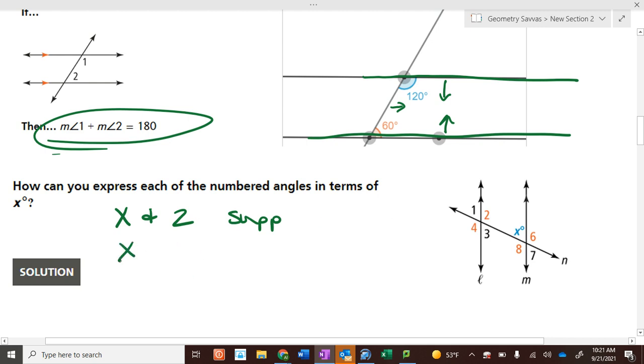All right, so X and 2 are supplementary. What about X and 7? Supplementary or congruent? Supplementary or congruent? They are congruent. What about X and 3? X and 3, Jillian. They are congruent. Why are they congruent?